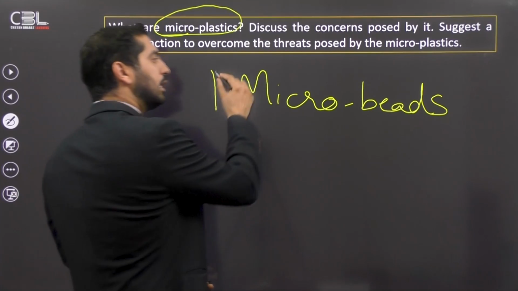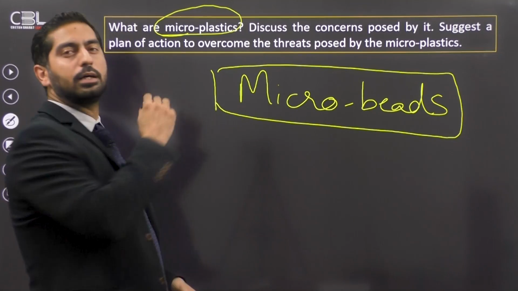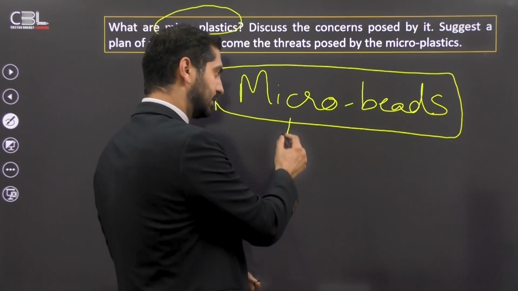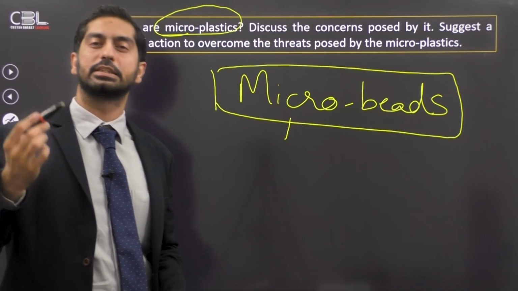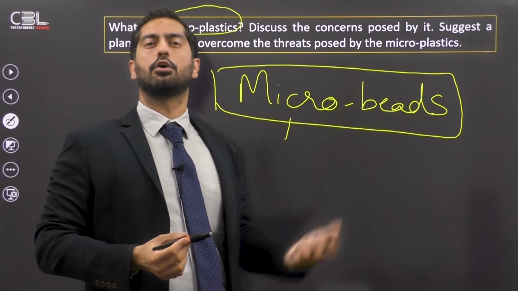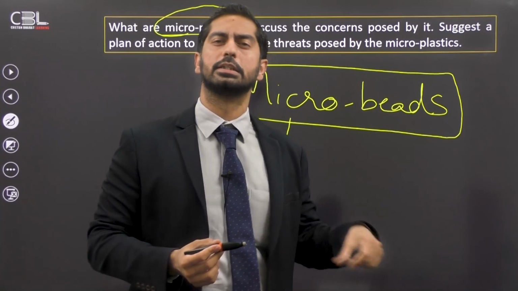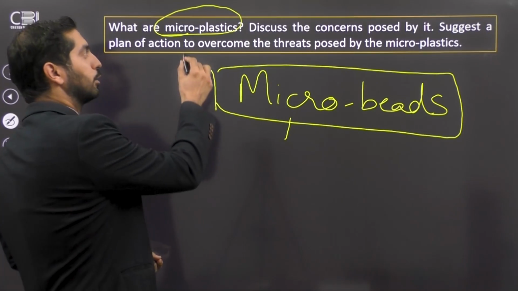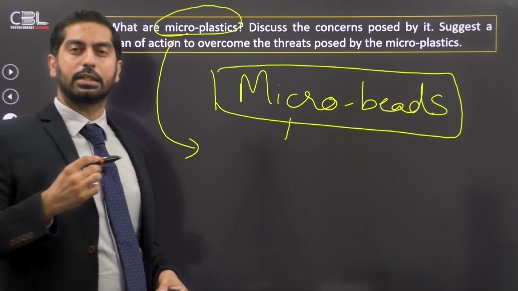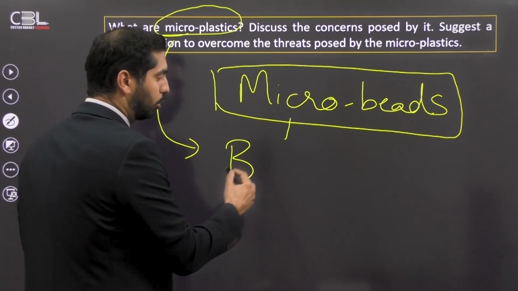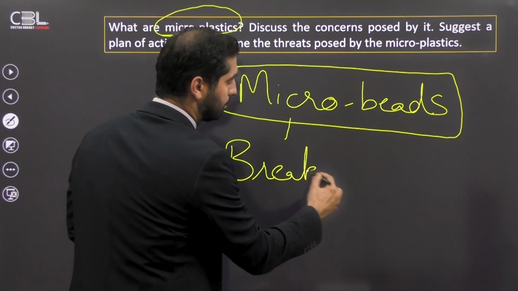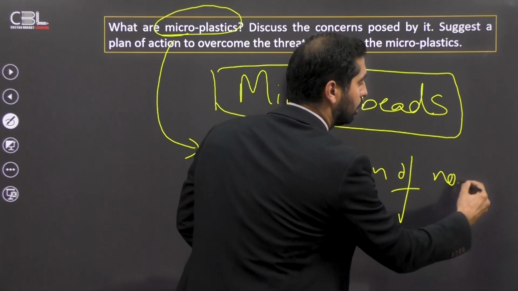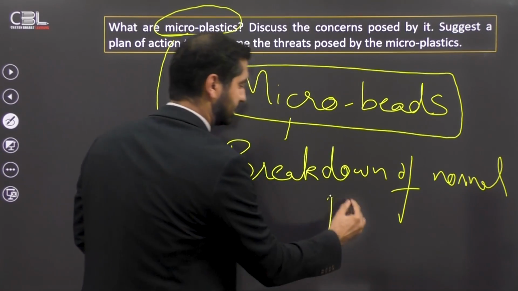But that's not the only way in which microplastics are generated. That's just one way, the manufacturing of microbeads that are used in the cosmetic industry and such things. The other way in which microplastics are generated is through breakdown of normal plastic.